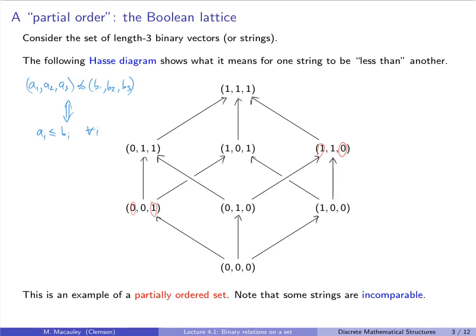Okay, this is an example of a so-called partially ordered set. As I said before, notice that some strings are incomparable, like 001 is not less than or greater than 110. And also, one string is less than another if there is a directed path, or an upward path, from one string to the other. So 000 is smaller than everything because we can get to anything else via a directed path.